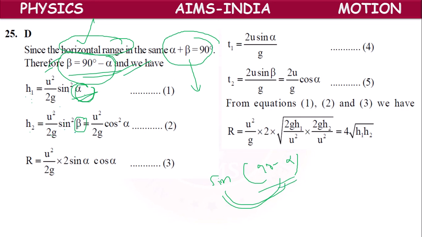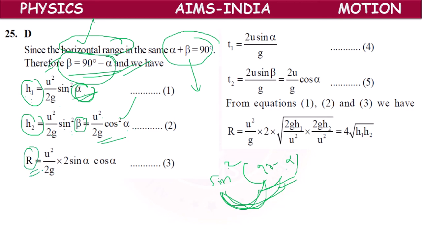So sin square beta is there. If we keep 90 minus alpha in the place of beta, then it will become sin square of 90 minus alpha. Sin square 90 means it will become cos square, and minus alpha will become plus alpha. So cos square alpha: u square cos square alpha by 2g. So these are the values of H1 and H2.